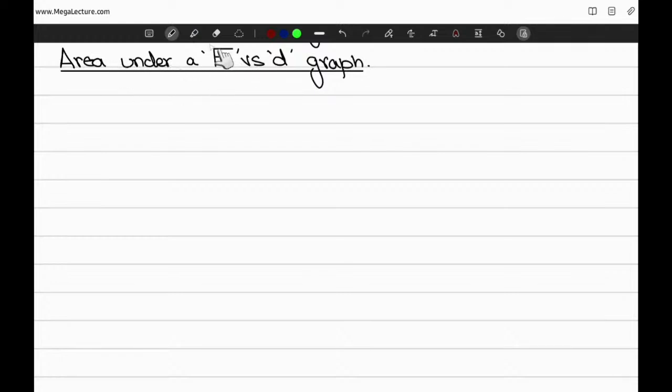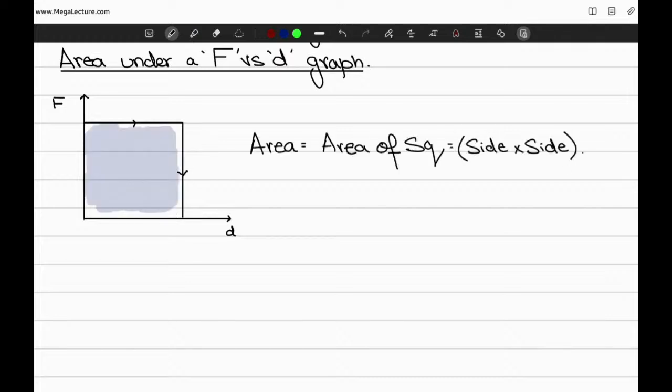So what about the area under a force versus distance graph? Here is an example of a graph of force as a function of distance. What about the area under this? The area would be the area of a square, which is side multiplied by side. Or what if it was a rectangle? Then you would have the area of a rectangle, which is length times width. Suppose you have some F over here and some D over here. You get F times D, but what was F times D? It is simply the work done by the force F in moving the object some distance D.